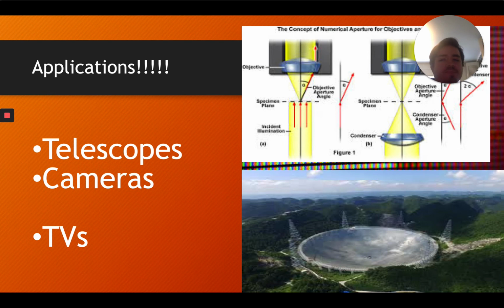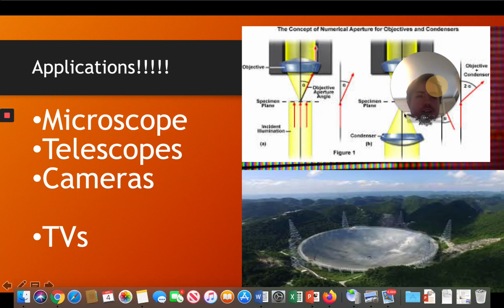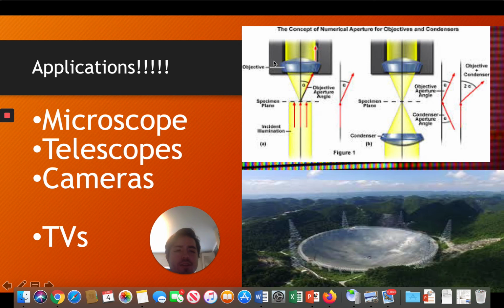Now, some applications I'm going to talk about are microscopes, as you can tell in the top image. It's all the same except that the two lenses, the objective lens and the condenser lens, add up to be the total aperture. Because they're usually the same, it's just 2 times the diameter of the objective lens. And so it's the same formula, you just divide it by 2 to get the radians.